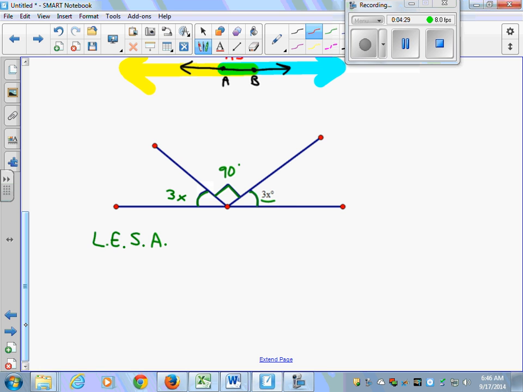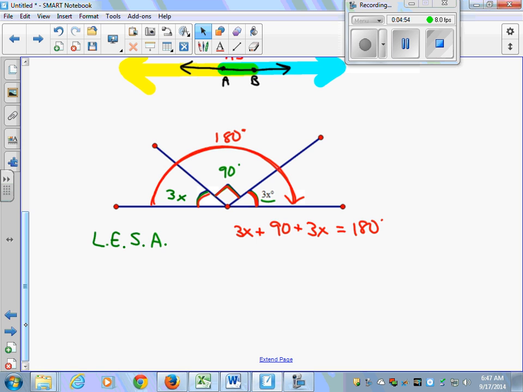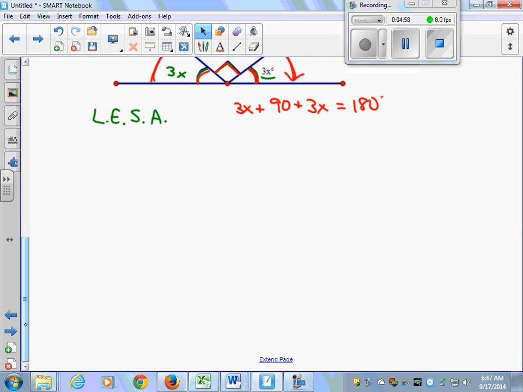So in this diagram, I know this whole angle is 180 degrees. So I'm going to start here, and I'm going to say 3x plus this middle angle, 90, plus this other angle here is also 3x, equals the whole thing, which is 180 degrees. And then I would solve that equation. Make sure that your equations are matching exactly what's going on in your diagram.